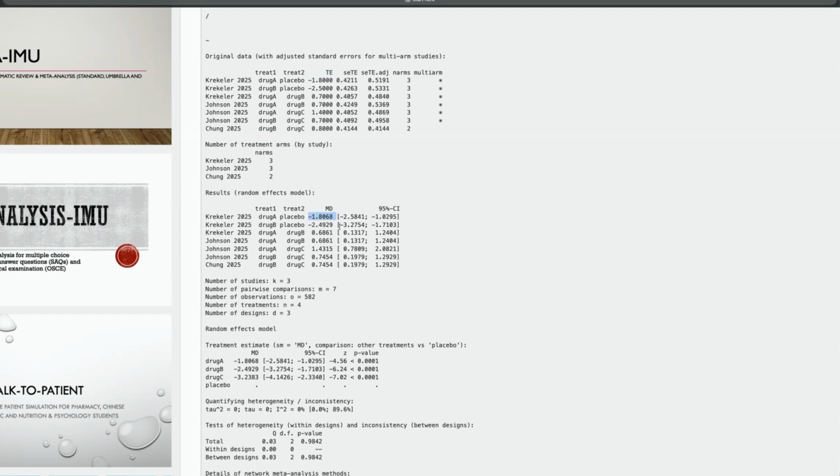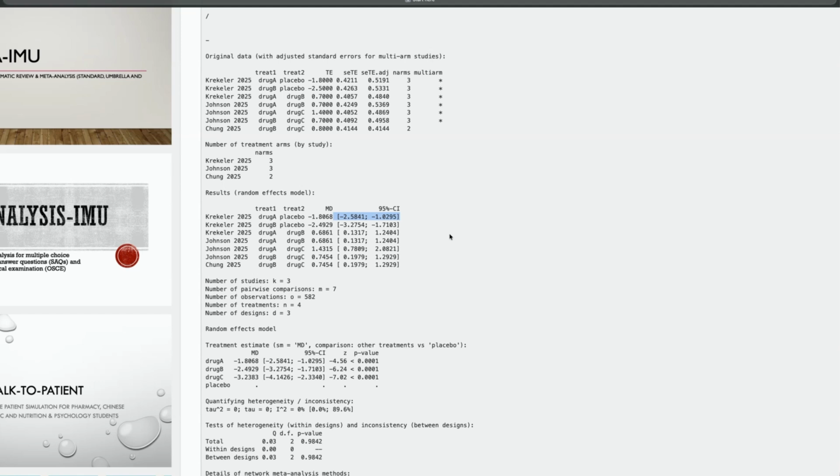Why is this? Because the network meta-analysis model does not just look at one study in isolation. It pulls all direct and indirect evidence across the entire network. It calculates a weighted average, giving more weight to larger, more precise studies. Therefore, the effect size and 95% confidence interval shown in the model summary are the network-adjusted estimates, which are more robust than the raw, study-level numbers.